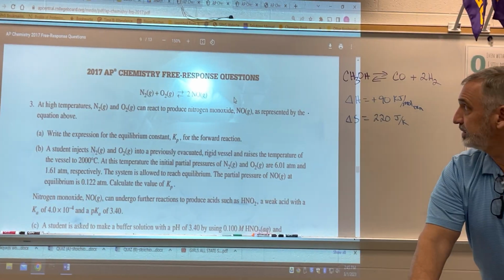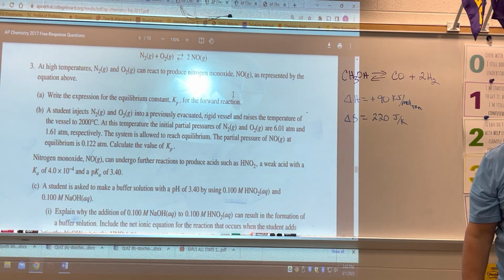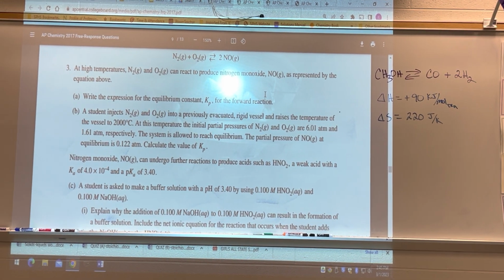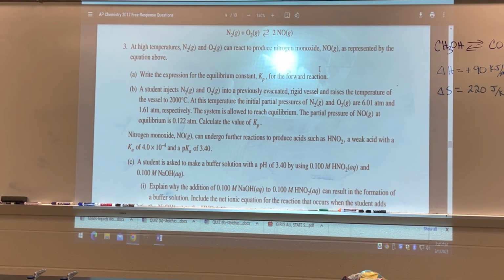All right, come on, equilibrium. All right, here we go. 3A and B, we're gonna end the day, 3A and B. They actually got to the equilibrium question.